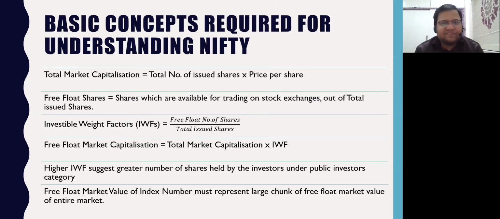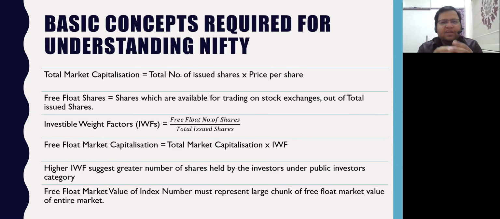And then you calculate one factor. It's a new technical term. You should be, I told you, very, very careful about technical terms. You should get the technical terms bare text. The technical term here is investable weight factor. Investable weight factor, IWF, which is nothing but the proportion of free float number of shares divided by total issued shares. It is calculated up to 2 decimals.